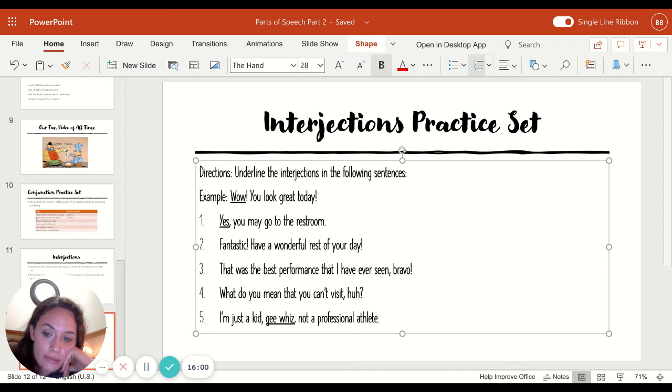And we will learn some more stuff tomorrow. We'll be talking about sentence diagramming and sentence types.